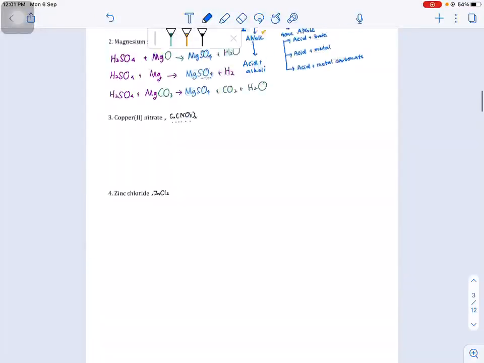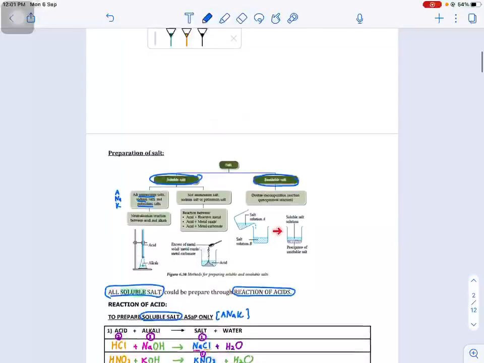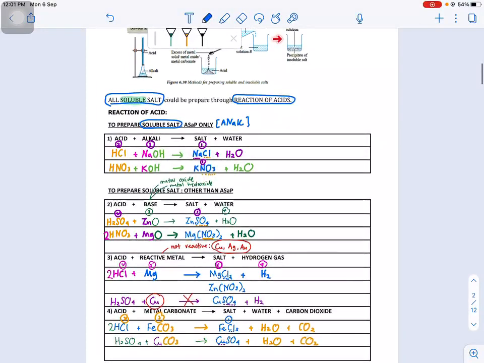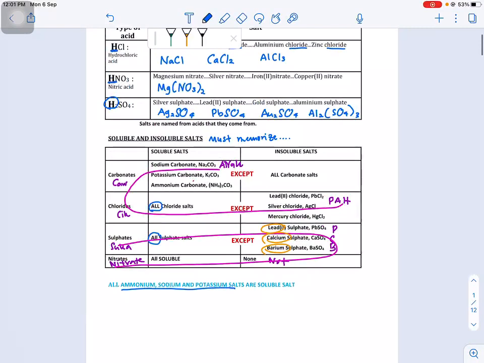Whatever is the chemical equation to prepare soluble salt, you kena ingat. Sama ada acid ke base ke, you kena kenal lah. And then yang paling penting juga adalah you must know, is the salt a soluble salt or insoluble salt. Okay, for the preparation of insoluble salt, I will explain in the next video.